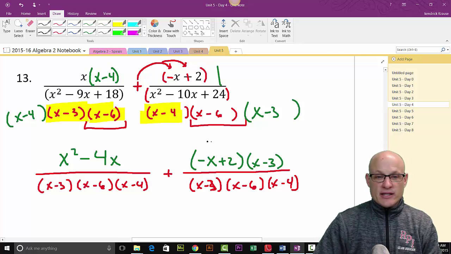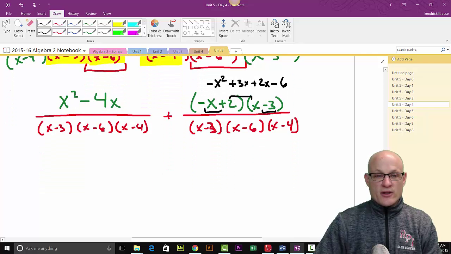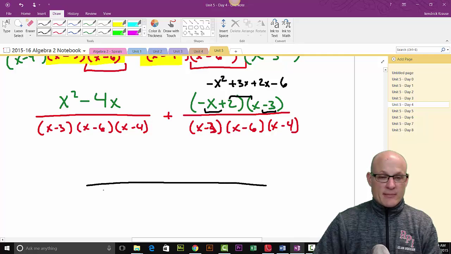These two give me negative x squared. And then I get plus 3x. That's this. And this. And then these two give me plus 2x and then minus 6. So now that I have all of that stuff ready, I'm ready to combine like terms. Now the denominator is x minus 3, x minus 6, x minus 4.